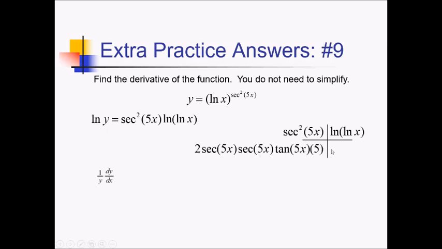Over here, we have derivative of ln of x. Well, this is ln of something, so derivative of the outer function is going to be 1 over the something, 1 over ln of x.